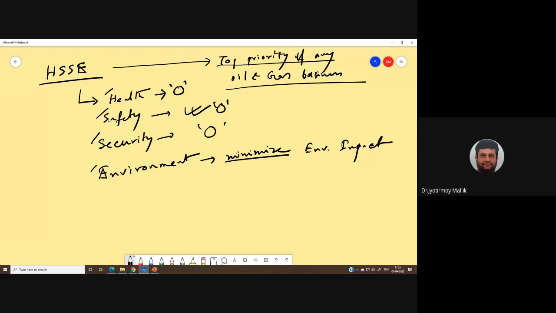People do take safety and security extremely importantly. At least the major oil companies actually invest a lot of money in these areas. They want to have very safe operations.